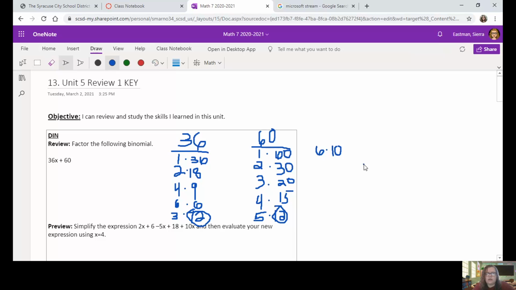And then we're going to use that greatest common factor to find the binomial that we will be multiplying by to get back to that original binomial. So I know I'm going to have a plus sign in the middle. I know that I'm going to need that x from the 36x. 12 times 3 gets me to that 36x, and 12 times 5 gets me to that 60. And that is our final answer.